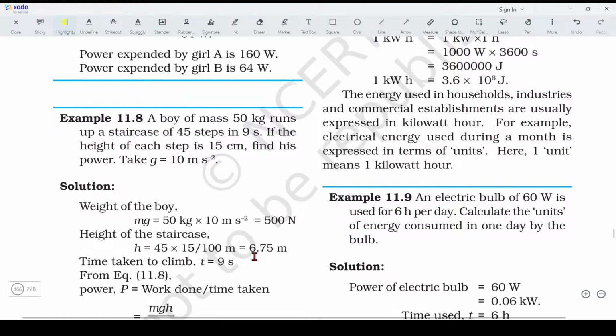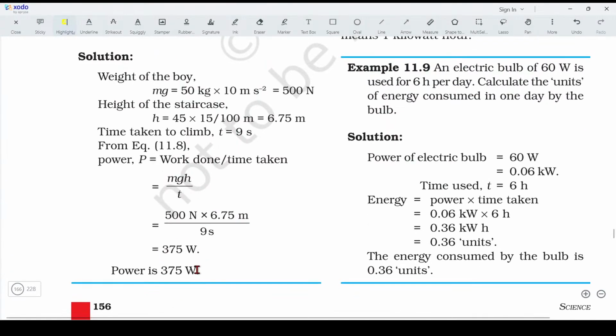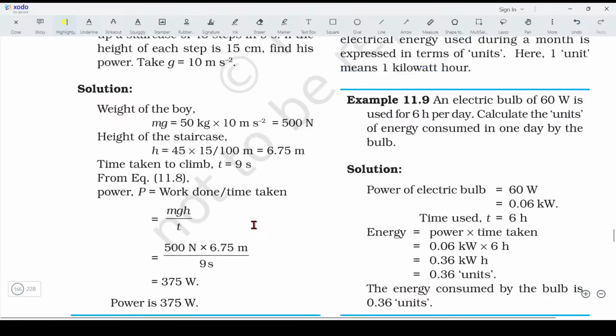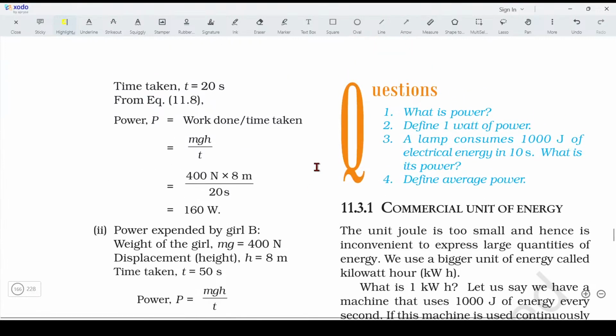Force into displacement is 500 into 6.75. And this is the energy that he has spent, within 9 seconds. So this fellow's power is what? He can spend this much energy within 9 seconds. So what is his power? 375 watt. Not volt, it is watt. Volt is different.